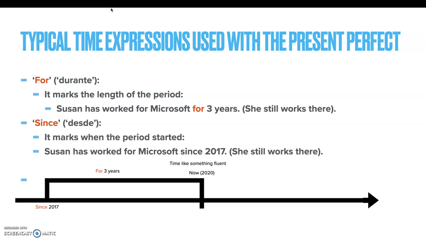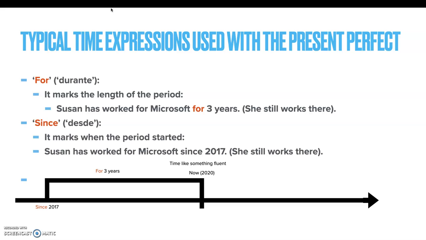So how long something has happened. For example, Susan has worked for Microsoft for 3 years. When we say this sentence, we mean that she still works there. She is still working for Microsoft. We can translate this into Spanish as Susan lleva trabajando para Microsoft durante 3 años. We don't use the corresponding pretérito perfecto in Spanish.